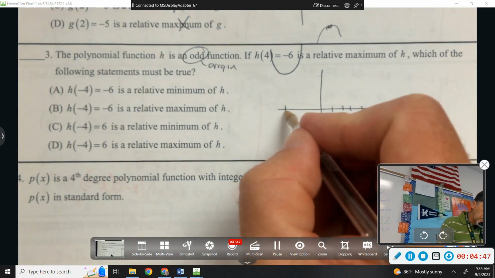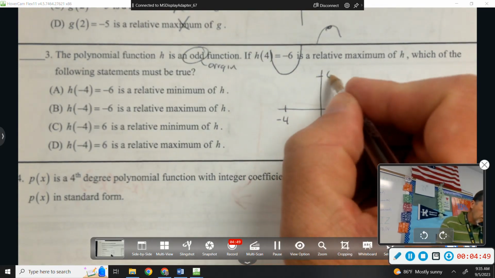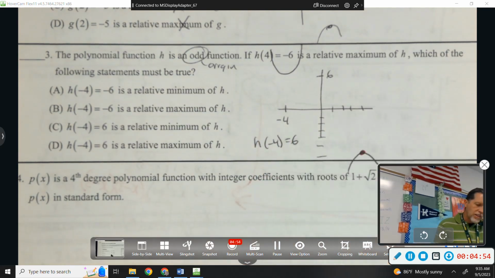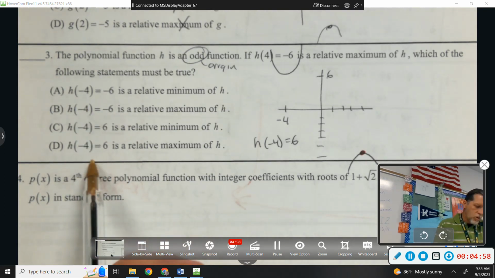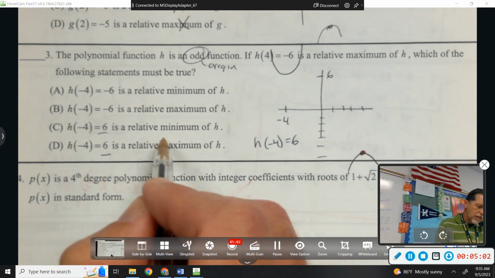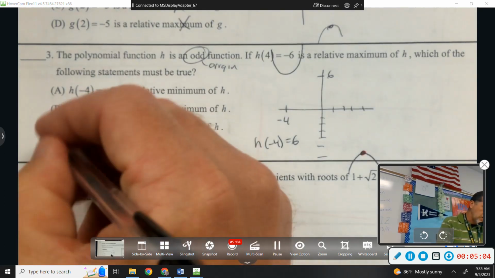So I think it's going to be back 4 and up 6. So h of negative 4 equals 6, and it should be a minimum. H of negative 4 equals 6, and it's a minimum because it got rotated around.